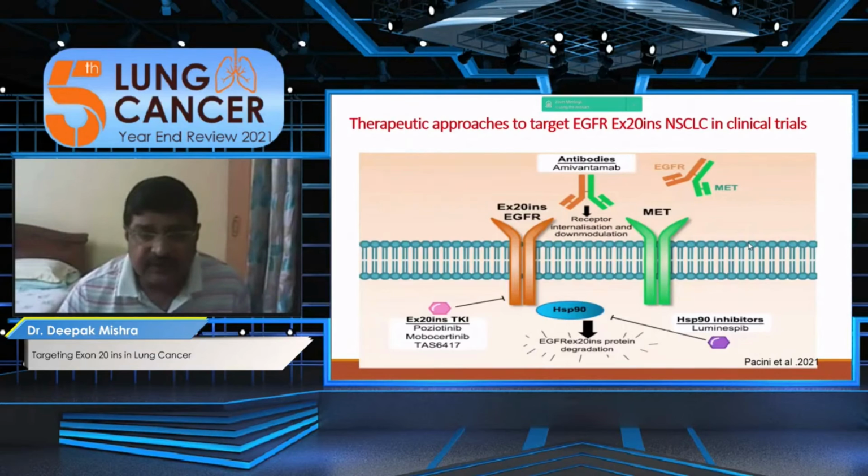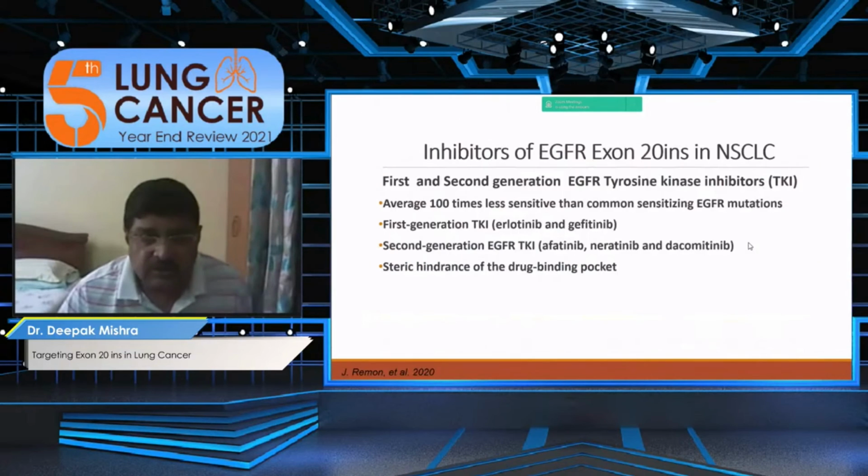This is a schematic diagram. You can have the exon 20 insertion mutation, where you can find that you have different drugs coming in to target this. You have the exon 20 insertion TKIs, poziotinib, you have mobocertinib, and you have heat shock protein 90 inhibitors. So they're all on the table these days as new kids on the block.